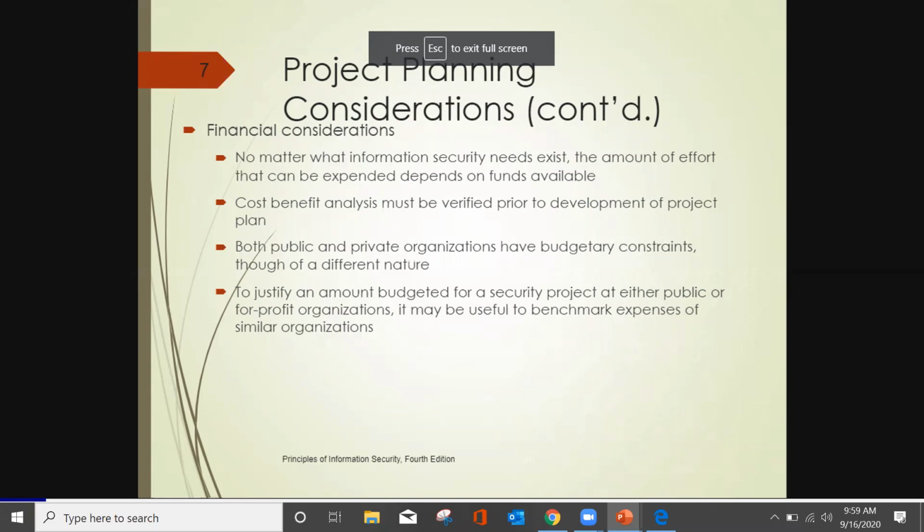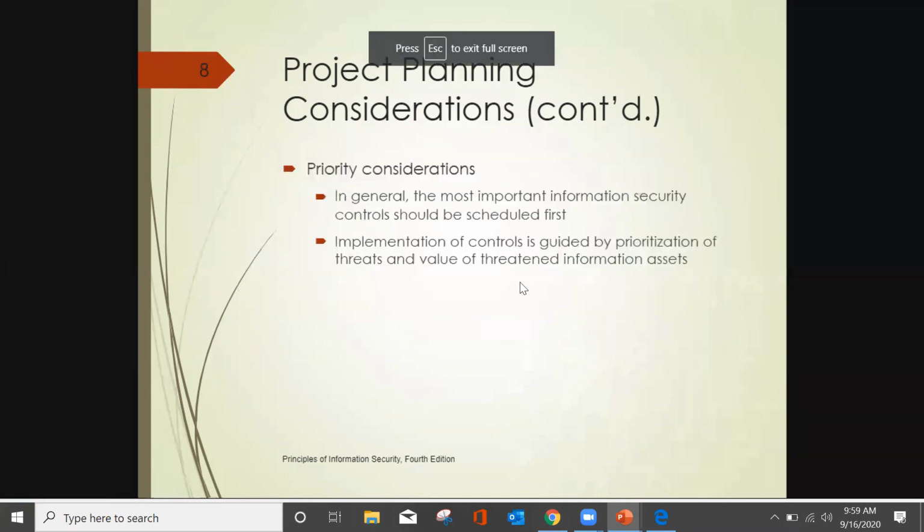You need to look at both the public and private organizations. They have their own budget limits, right? So you need to justify how much money is needed, and then we need to look at the priorities. What are the things that need to be done? Which are the most important ones? What are the ones that we can do later, or maybe we can ignore, that's not high priority? So you need to understand those priority considerations.